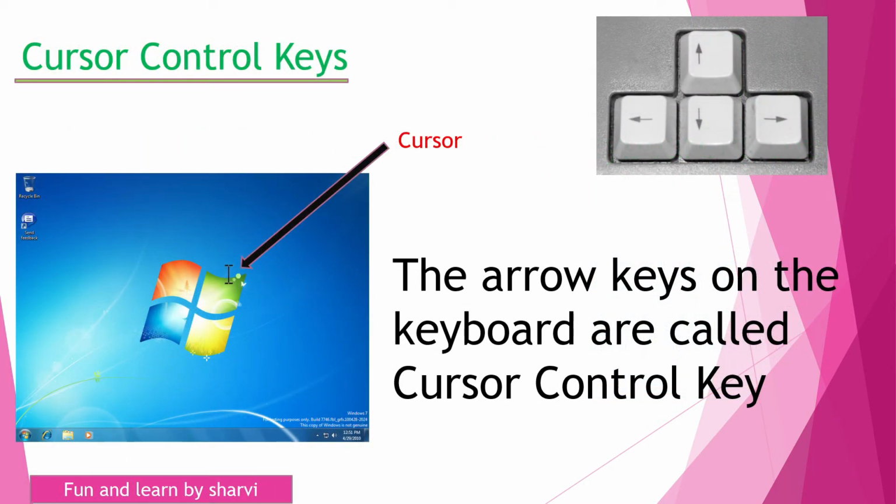Cursor control keys. You can see there is a cursor on the Windows side and there are 4 cursor control keys on the right side picture. The arrow keys on the keyboard are called cursor control keys.